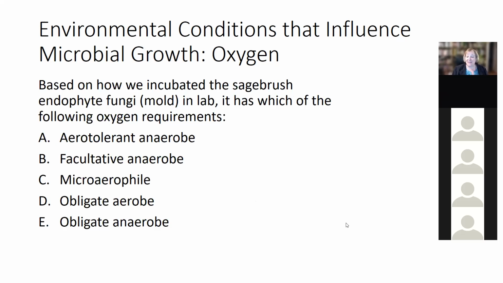So what we did is we took the sagebrush leaves and we put them on potato dextrose, and we put the lid on the petri dish, and we parafilmed them so that those spores couldn't get out, but oxygen can diffuse. And we just left them sitting in a cupboard in the dark.